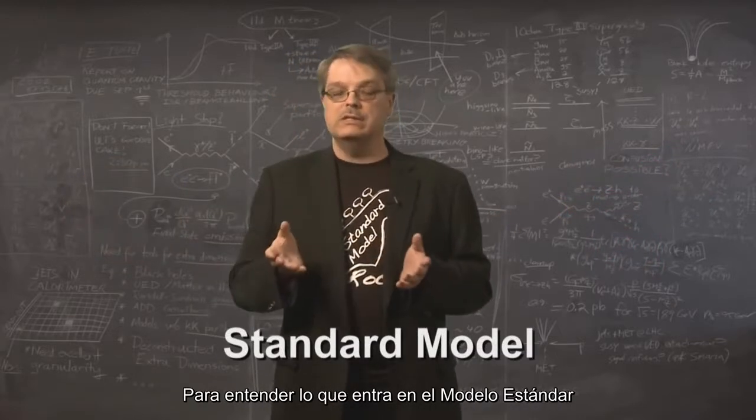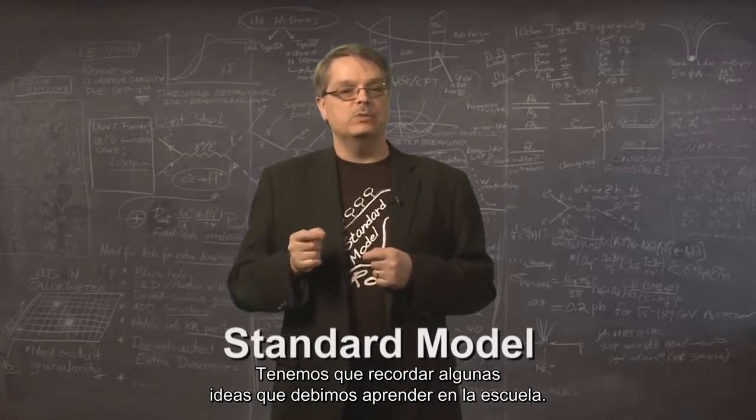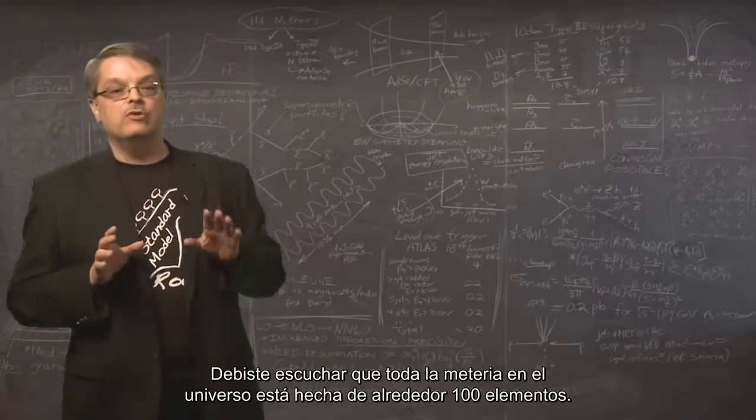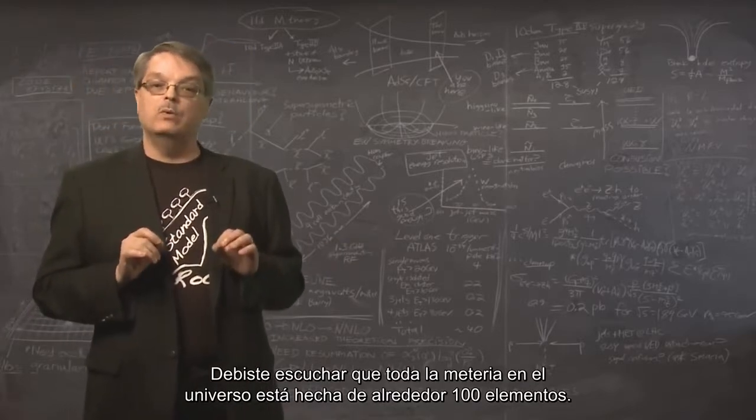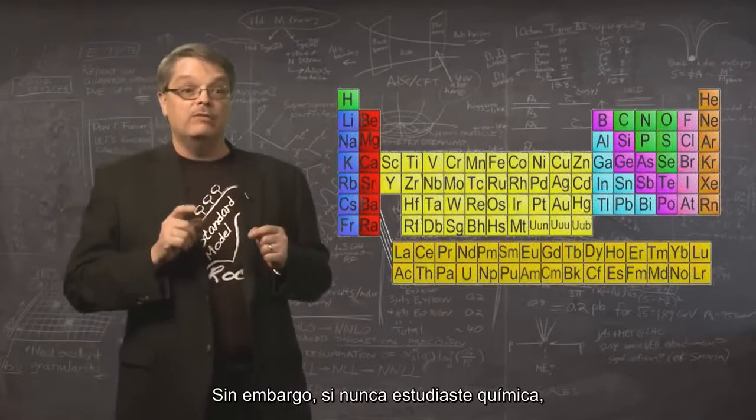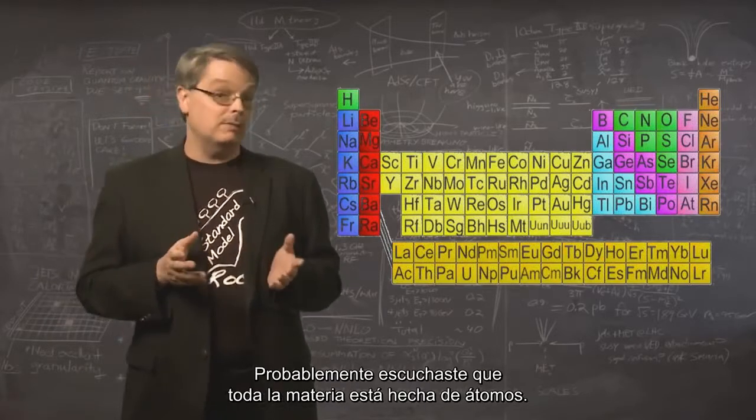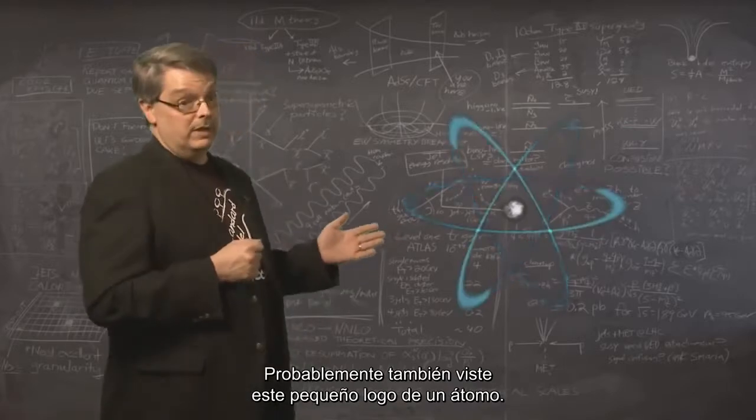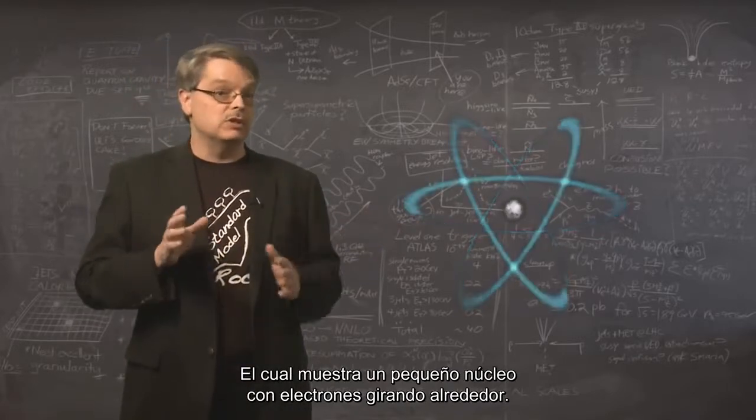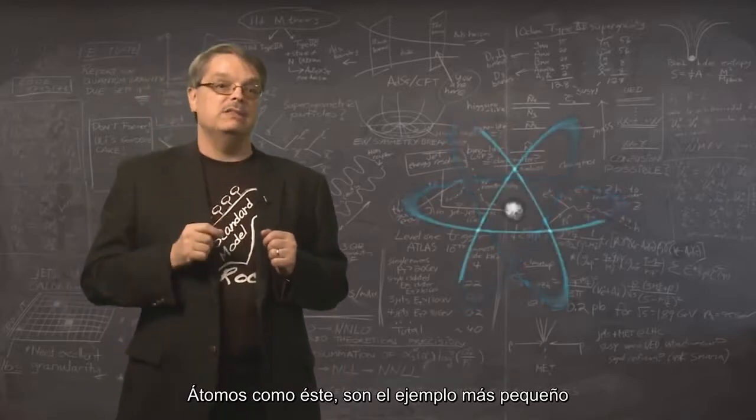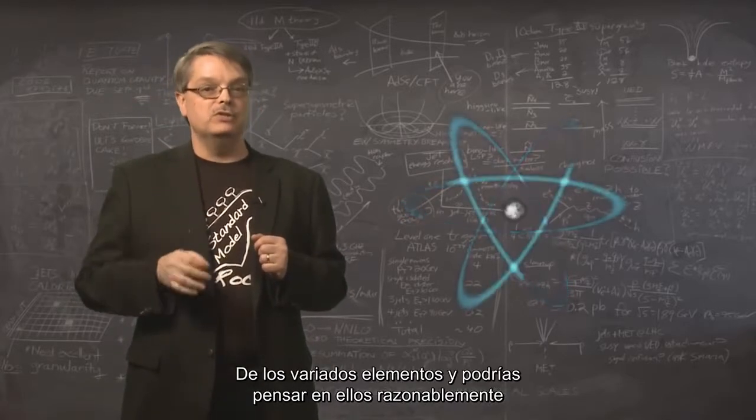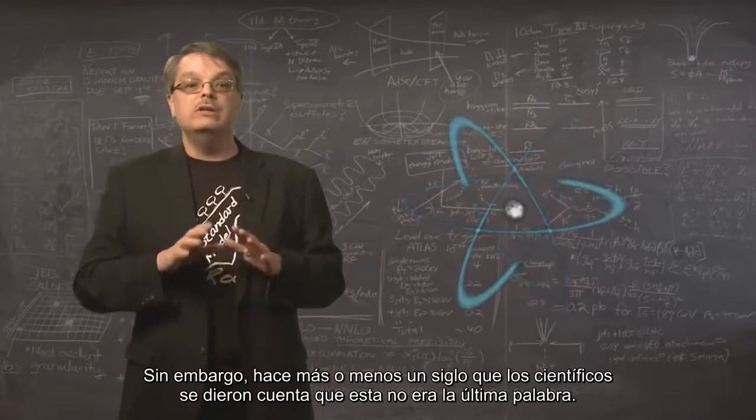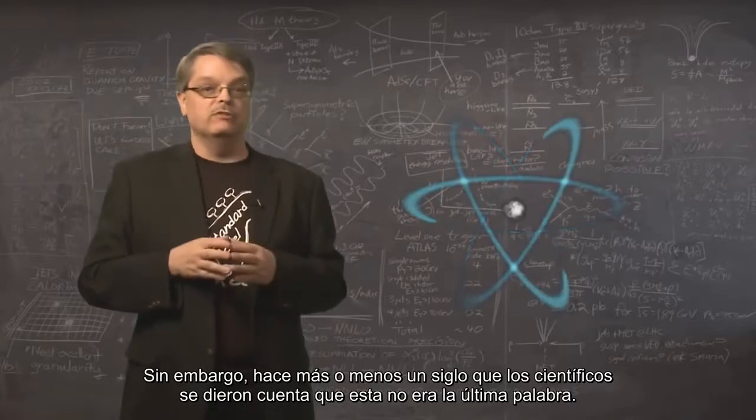To understand what goes into the Standard Model, we need to recall some ideas we might have learned from school. If you've ever taken a chemistry class, you've heard that all of the matter of the universe is made of about 100 elements. However, even if you've never studied chemistry, you've probably heard that all matter is made of atoms. You've even probably seen this little logo for an atom, which shows a tiny nucleus with electrons swirling around it. Atoms like these are the smallest examples of the various elements, and you could reasonably think of them as the universe's ultimate building blocks. However, nearly a century ago, physicists realized that this wasn't the final word.